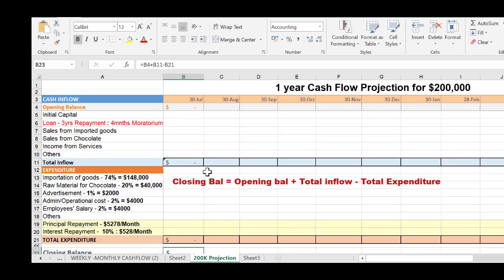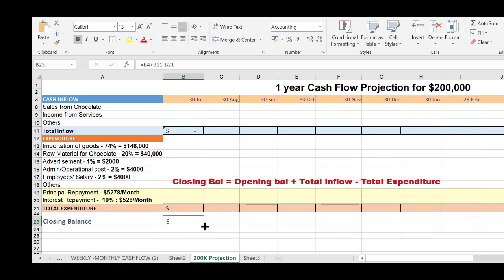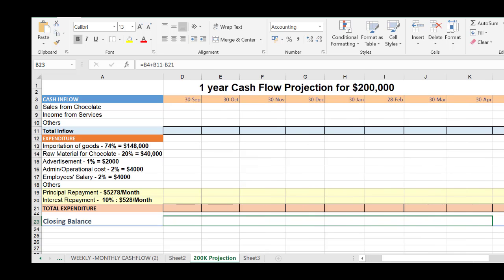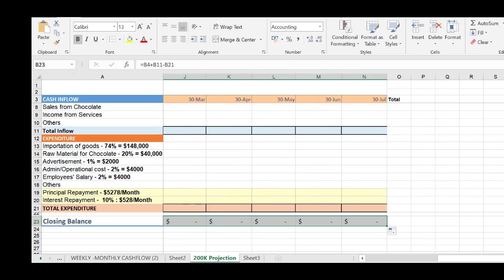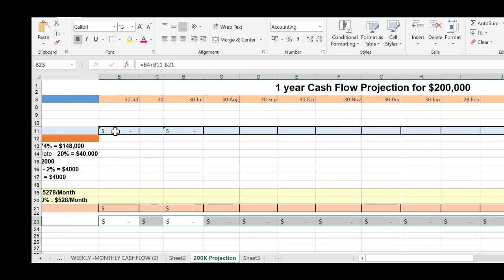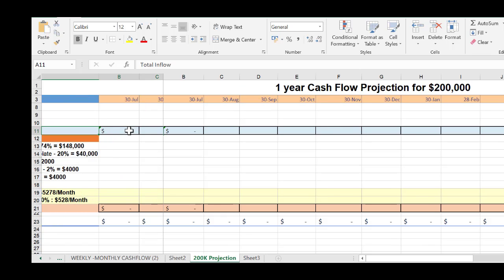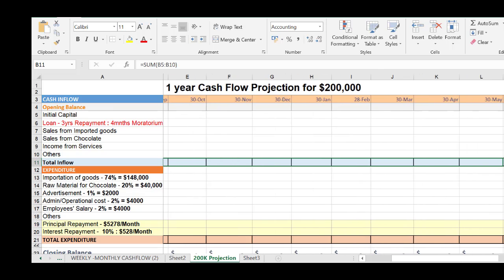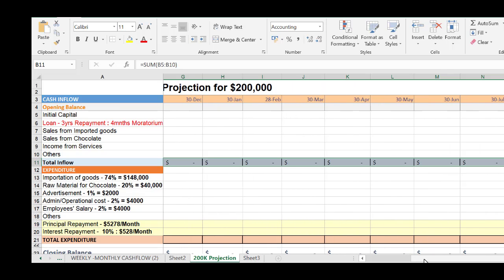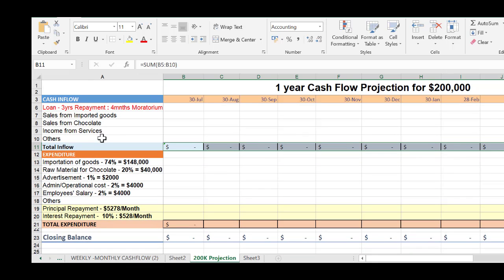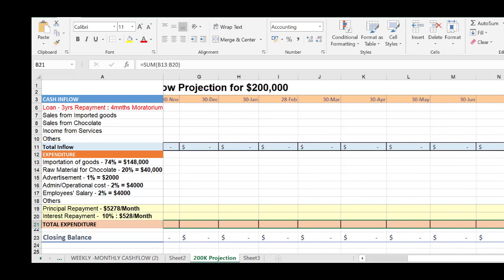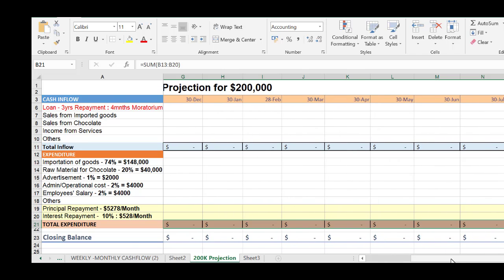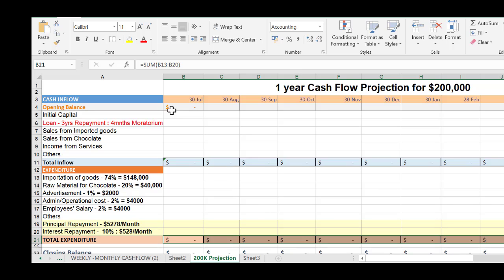Alright, so my angle grabber down to this. Alright, my total expenditure, my total inflow. Alright, my total expenditure, alright.